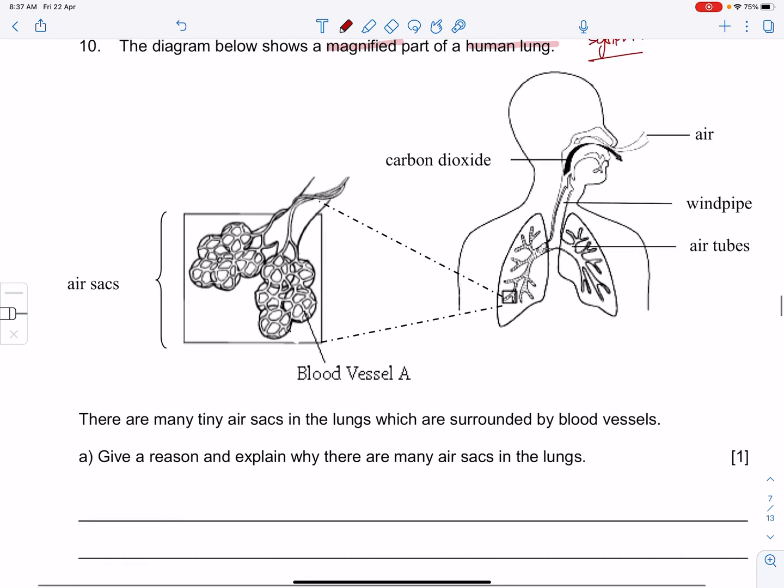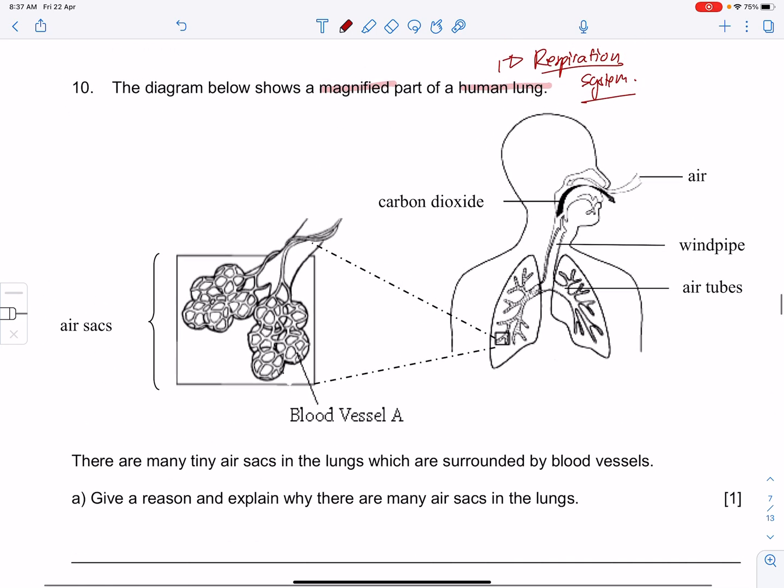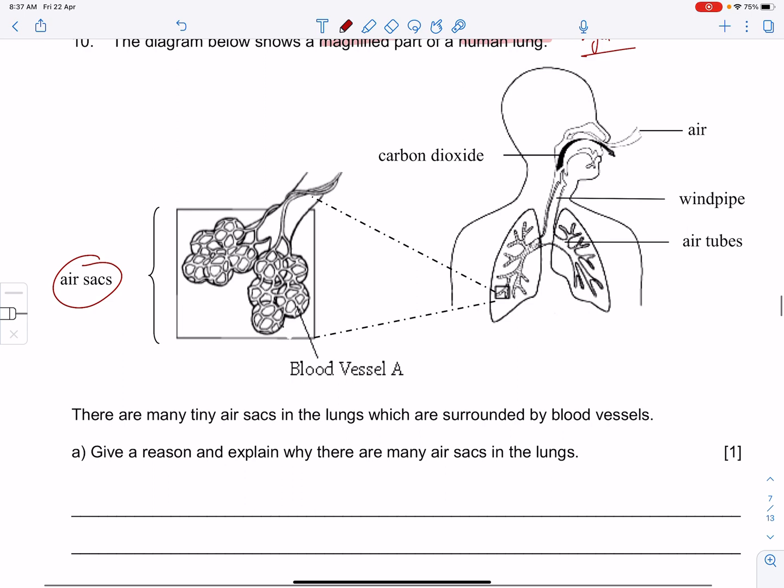So, one important thing to take note of is for the respiratory system, you have to memorize the function of the various parts. And one of the key parts that you have to know would be your air sacs, which they have labeled here. Okay? Now, this part over here, this vein-like structure, these are actually your blood vessels. Now, more correctly, these are called your capillaries.